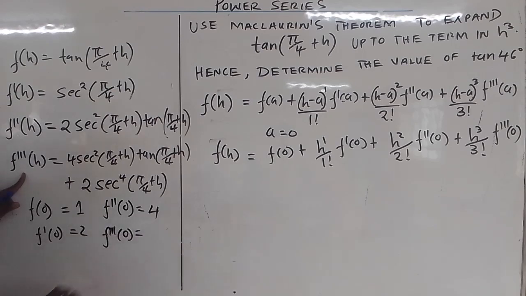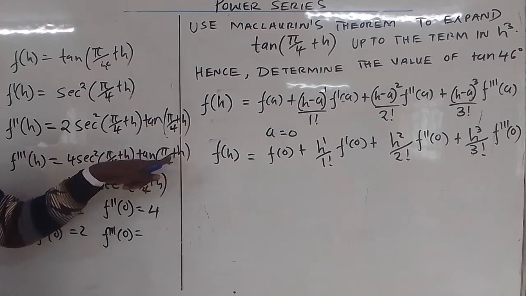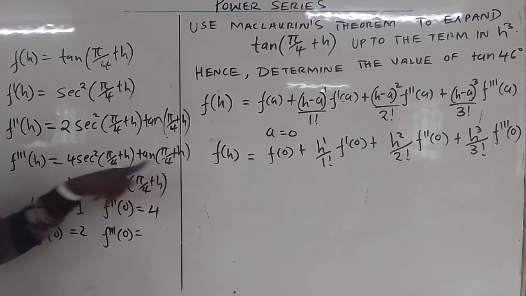F triple prime of 0. Where there is h, you put 0, isn't it? So you get sec squared pi over 4, which we've already found is 2, isn't it? Tan pi over 4 we found is 1. So 1 times 2 times 4 is 8, meaning this first part is 8, isn't it?